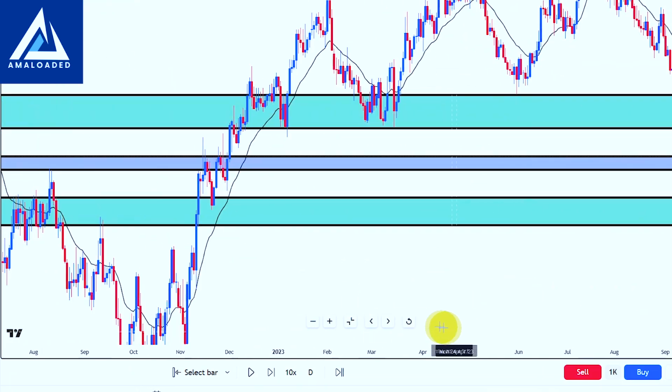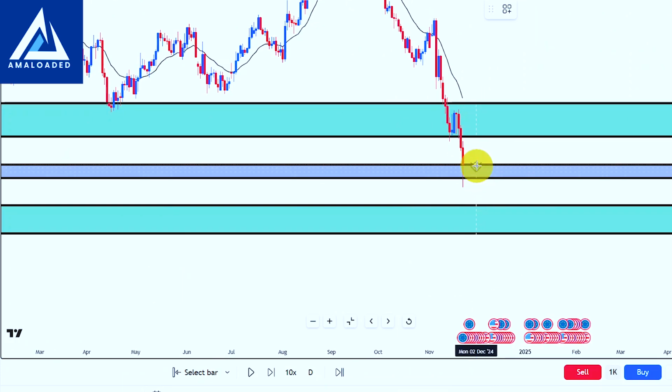So in the future, we're expecting price action to either break this daily support here or react to retest our weekly resistance zone, where we want to take a major weekly sell opportunity and then sell down to this place.